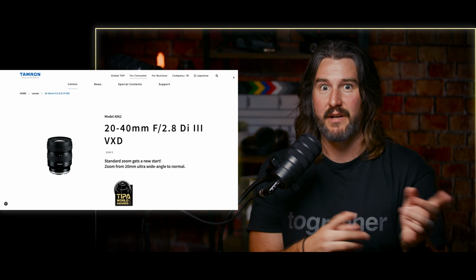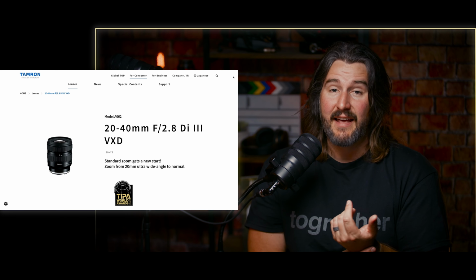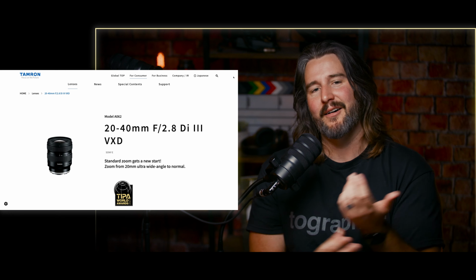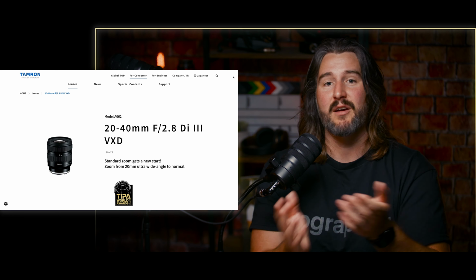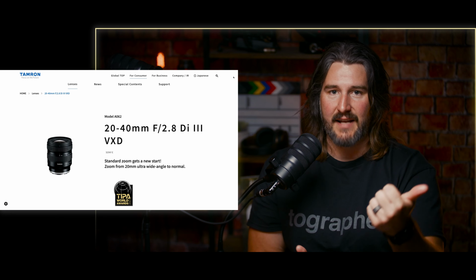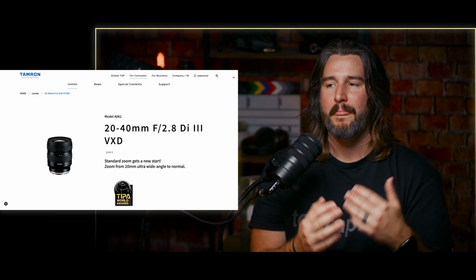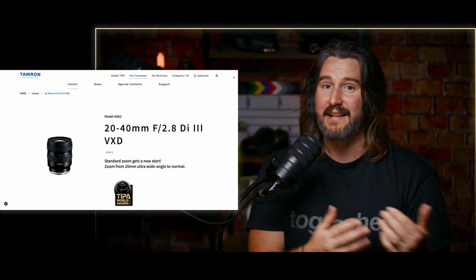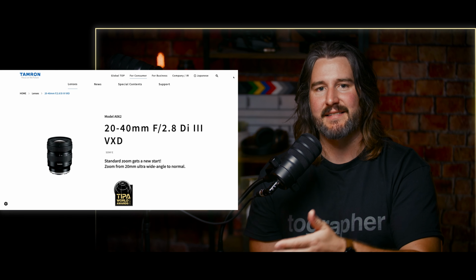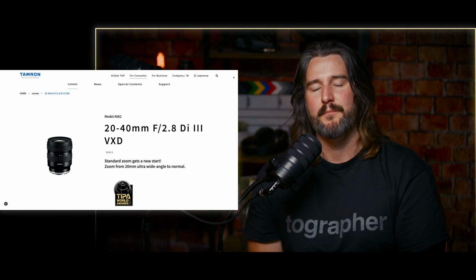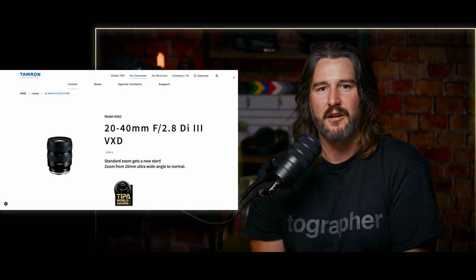Would it be better if it was 20 to 50 or 20 to 60? Yeah, I think that'd be better, but it also comes with some trade-offs, some compromises or sacrifices, depending on what you're looking for. Price, size, weight, etc. Panasonic Lumix has a 20 to 60, but it's variable aperture. It's a 3.5 to 5.6, and that's the one I had in mind when I made that equation. It's just kind of a non-starter for me.